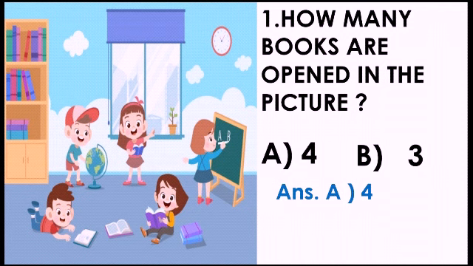Now the question is, here you have to observe the picture very carefully, then you have to answer the question. Okay, so how many books are opened in the picture? How many books are opened in the picture? Just look at the picture. See, you can easily understand open means what. So, how many books are opened? 1, 2, 3 and 4. So, the answer is option A, 4.